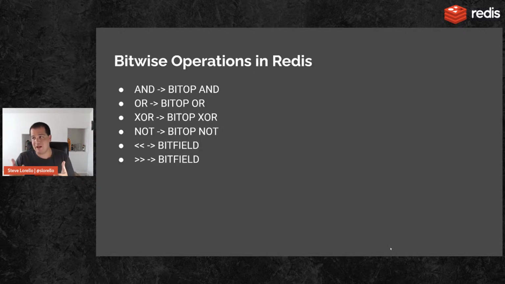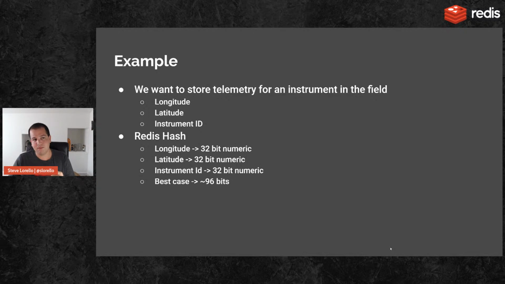So bitwise operations are supported in Redis. The AND, OR, XOR, and NOT are all supported by the BITOP command. And then the left and right shifts are supported, but implicitly through the BITFIELD command, which is a really rich and dense command that you can really get into using.